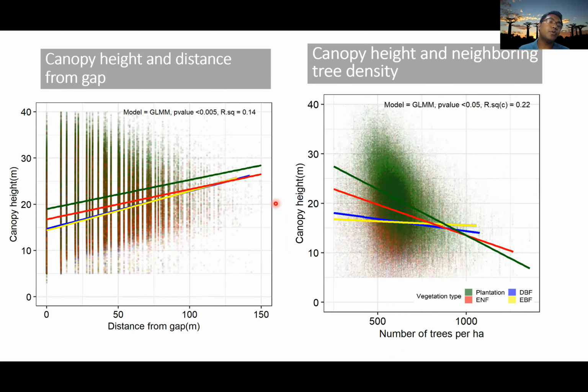We also get a positive relationship between canopy height and the distance from the gap, which means that the trees that grow on the edges of the forest are shorter than the trees that grow in the middle of the stand. We also found a negative relationship between the canopy height and the number of trees in the neighborhood.